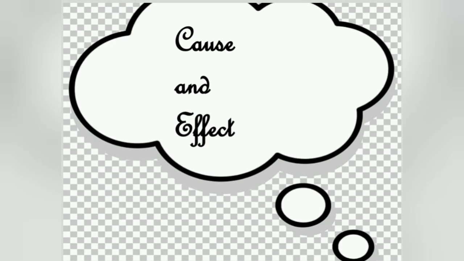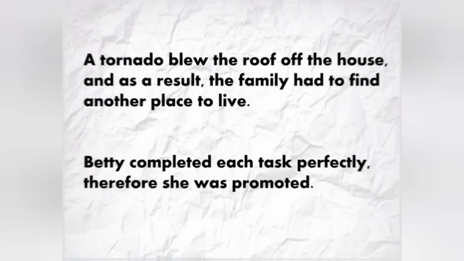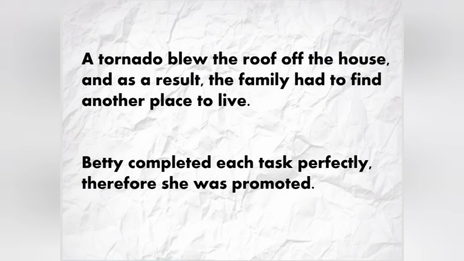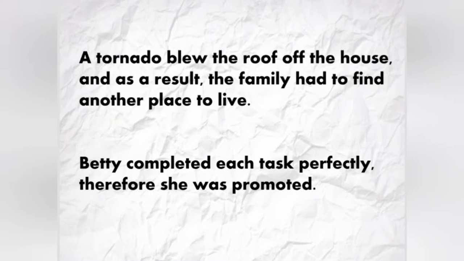Then comes cause and effect. What is that cause and effect, children? The next slide talks about cause and effect. Have a look at that one. A tornado blew the roof of the house and as a result the family had to find another place to live. What was the cause here? Tornado was the cause, and as a result what happened to them? What was the effect? The family had to find a new place, that is, they had to find a shelter for them. The next sentence: Betty completed each task perfectly, therefore she was promoted. What happened to Betty? It talks about her perfection. That was the cause. And what was the effect here? She was promoted. Yes, as a result, she was promoted.